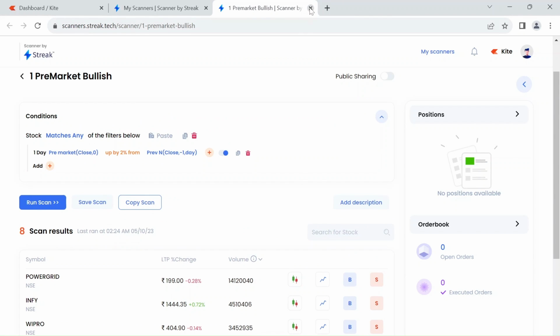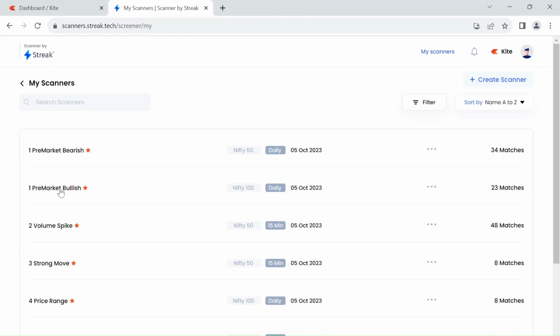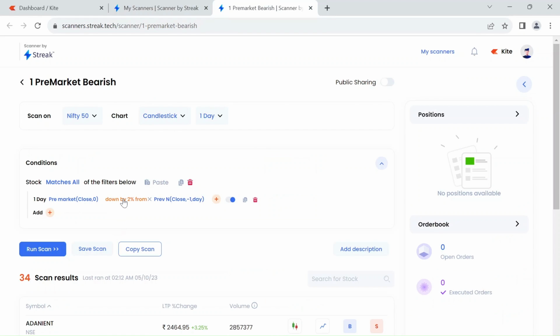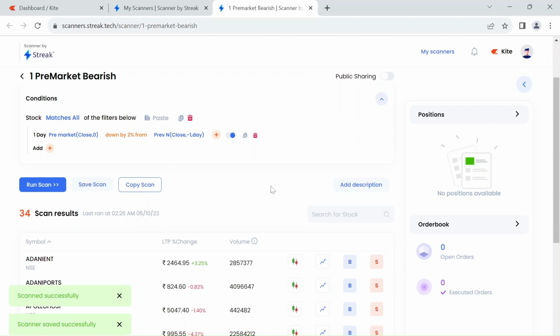So that is one. In that same scanner I also made the bearish version. Instead of up by 2%, I gave down by 2%. So pre-market close is down by 2% from the previous day's close. That means in the pre-market itself the stock went down 2%. That means some serious thing is going on.